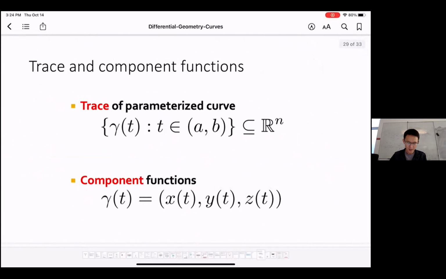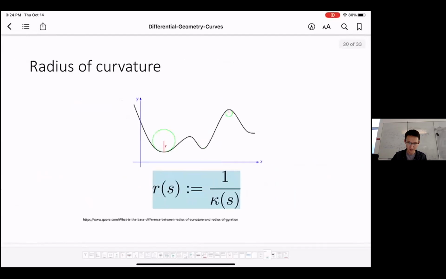The first one is that sometimes we will also use the term trace, like the image. Maybe when you think of a function, you call it an image, but sometimes we call it a trace when we're talking about a parameterized curve. And also when we are looking at the 2D or 3D case, this parameterization function has component functions. If gamma t is this parameterized function, then the three components we just call component functions.